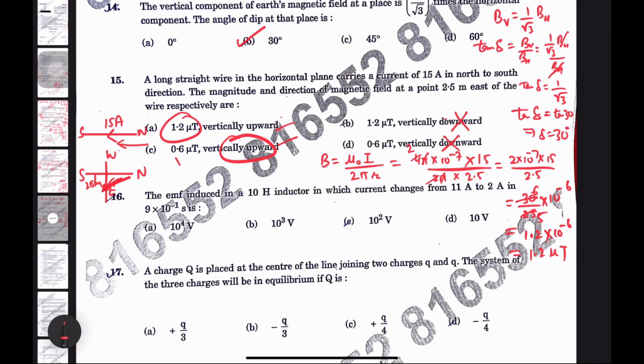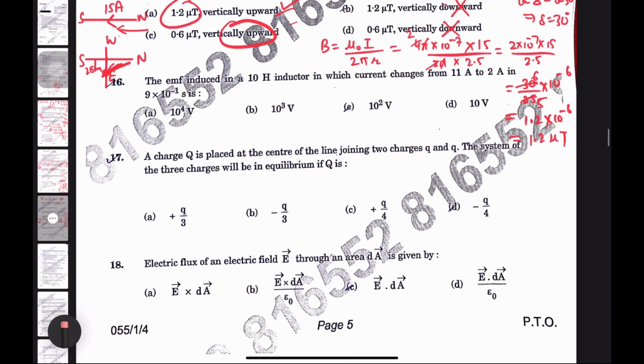That is, A is the correct option over here. So C is the wrong option. The only option we are left with is A. So that means you needed to know the formula only in order to solve question number 15.